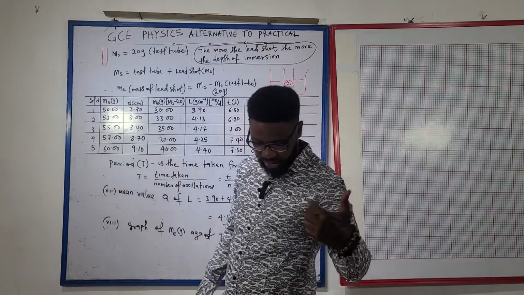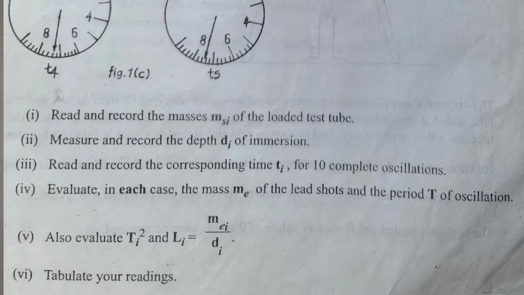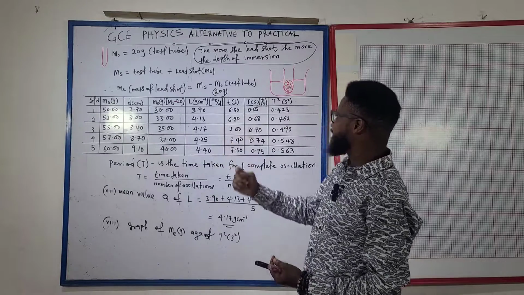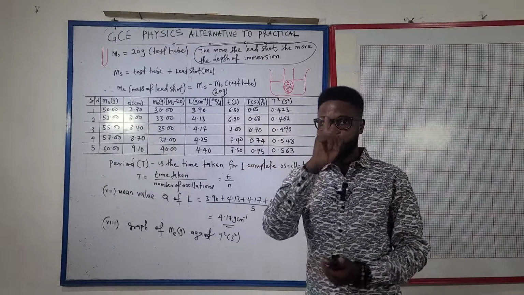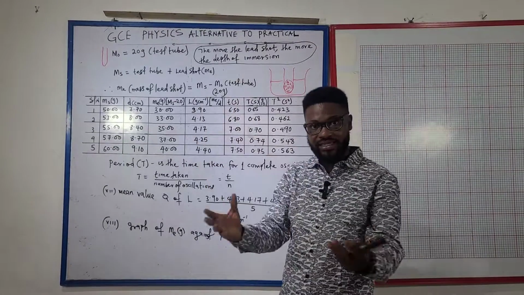On Roman figure 4, we were told also to express the period of oscillation. Like I said, period is the total time taken divided by the number of oscillations, which means that if this test tube has been allowed to oscillate 10 times, to and fro 1, to and fro 2, to and fro 3, to and fro 4, 10 times, and it's taking 6.50, then the time it will take for just one oscillation should be 6.50 divided by 10. The total time it takes divided by 10.